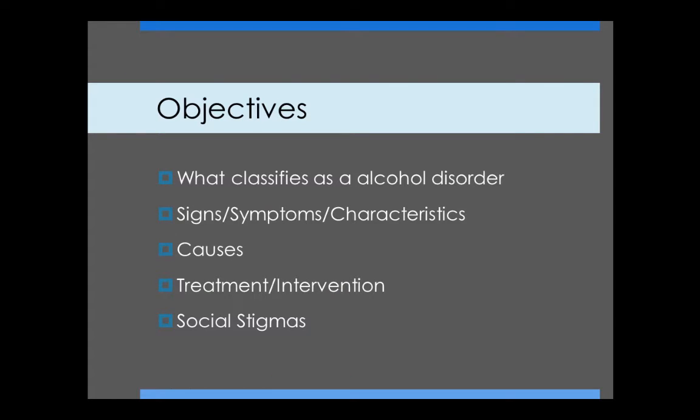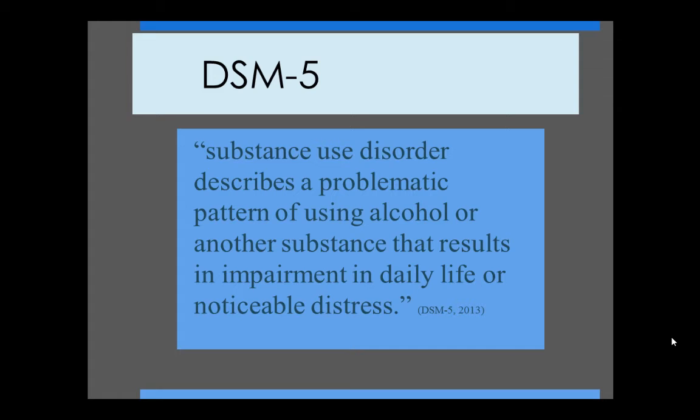Our objectives are to demonstrate what classifies an alcohol use disorder using the DSM-5 definition. What are the signs, symptoms, and characteristics of the disorder? The causes, biology versus environmental, interventions and treatments, as well as social stigmas.